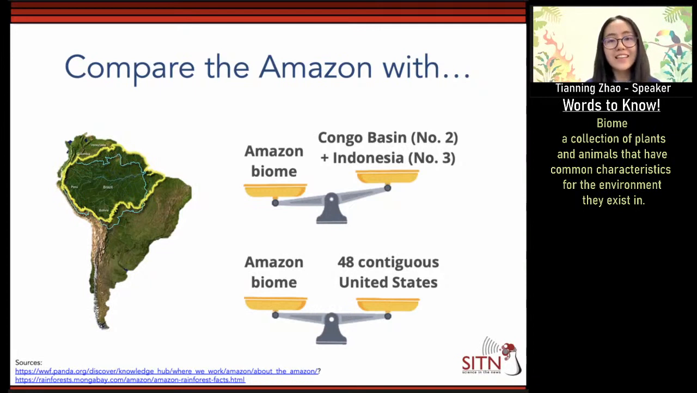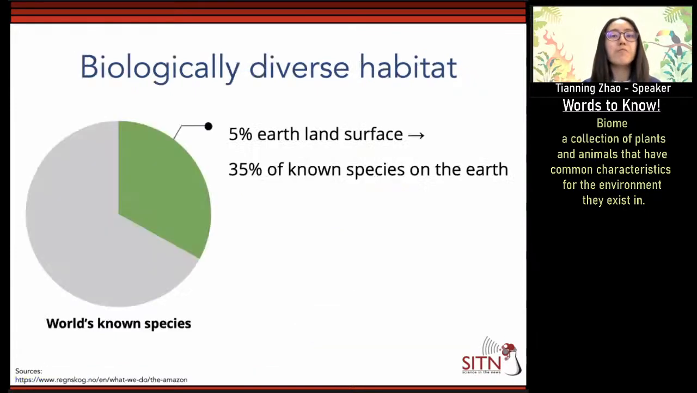And for people who are living in the US, I thought a comparison with the United States would be helpful. So I looked it up, and the Amazon biome is about the same size as the 48 continuous United States, excluding Alaska and Hawaii. So it's really a vast region. And what makes it even more fascinating for anyone who is interested in the animals, plants, is that it is an extremely biologically diverse habitat, covering about 5% of the Earth's land surface. It is the home to more than 35% of known species on the Earth.